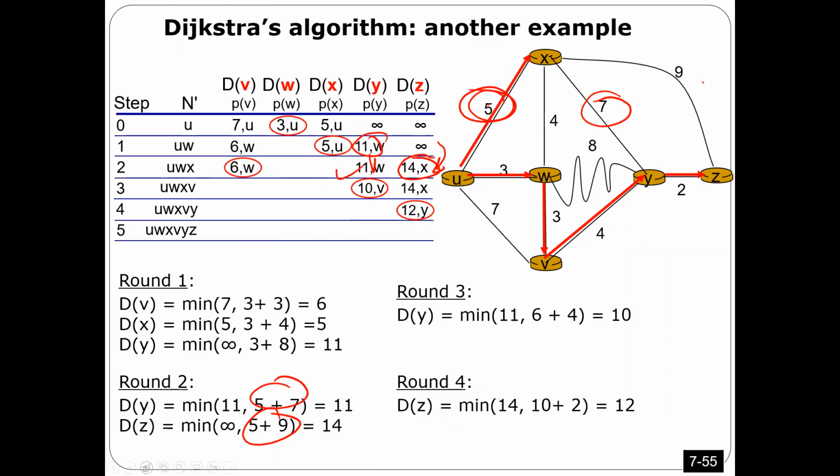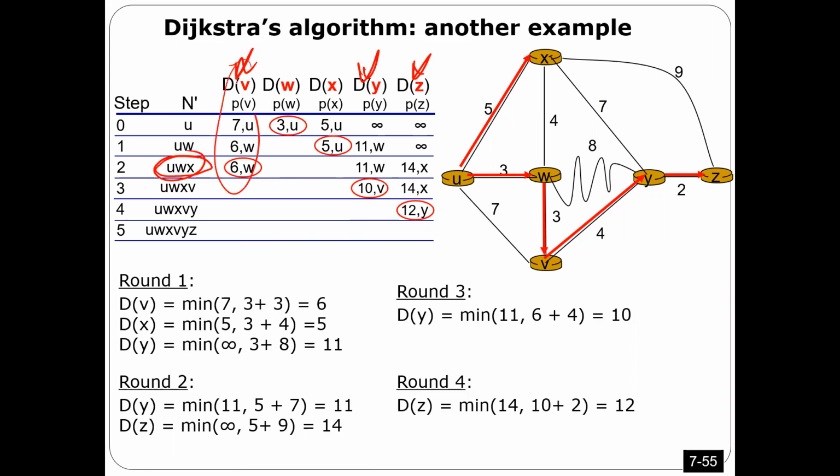So again, I have to keep going. I have to keep doing it. Now I already finished U, W, X. What is left is V, Y, and Z. V is not in the list yet. These are the three that are left. Which one do I have to start with? You have to start with the least cost, which is V. I'm going to keep repeating it. Any questions? Is that difficult? No, it's not, once you understand it.